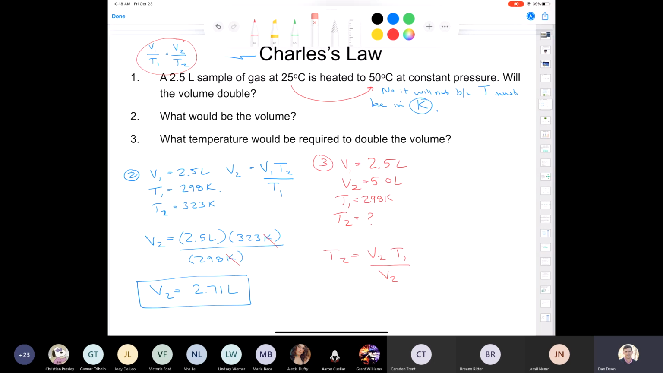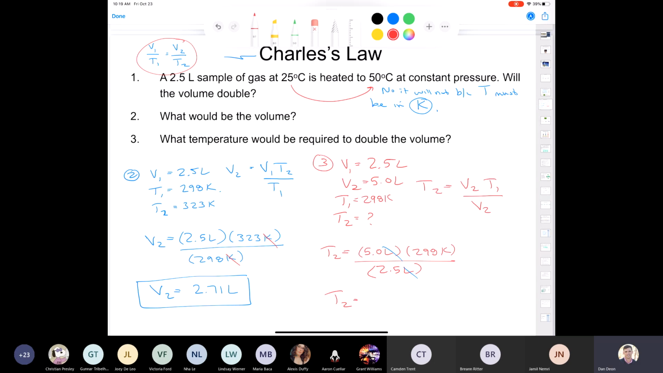Maybe I should move this out of the way so I have more space. So we'll write down here, T2 is equal to, like that. Units of volume cancel, and we're left over with our T2, which is 5 times 298 divided by 2.5.